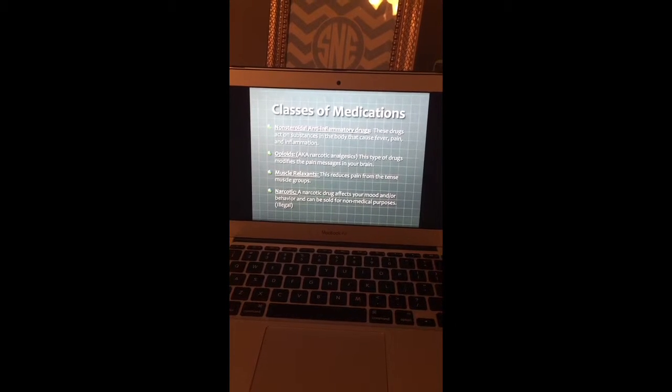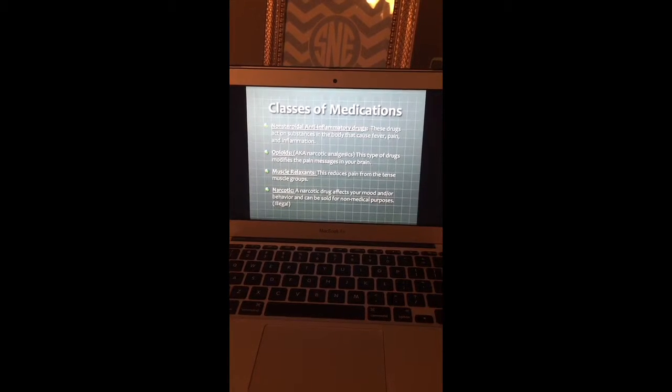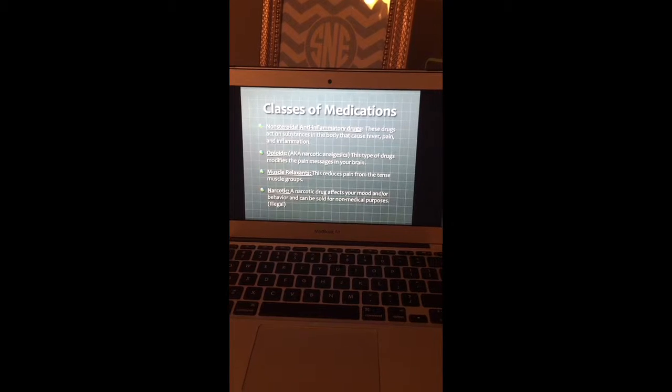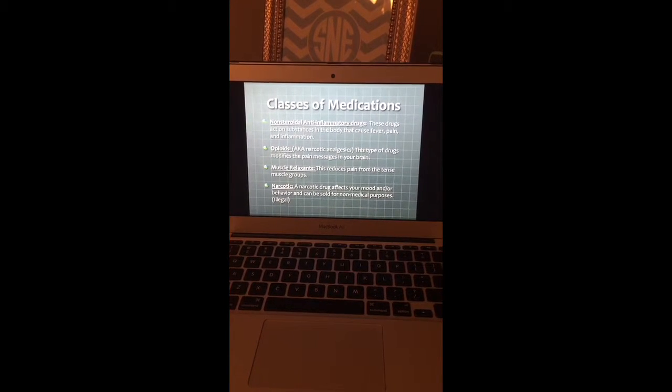Opioids, also known as narcotic analgesics. These types of drugs modify the pain messages in your brain. Muscle relaxants. These reduce pain from tense muscle groups. And finally, narcotic. A narcotic drug affects your mood and or behavior and can be sold for non-medical purposes.